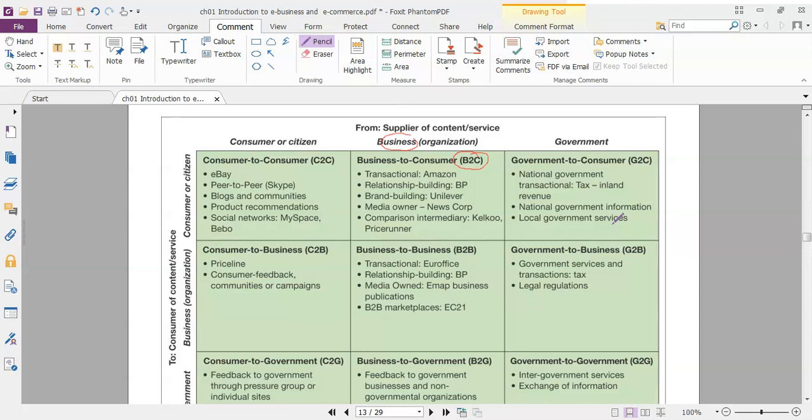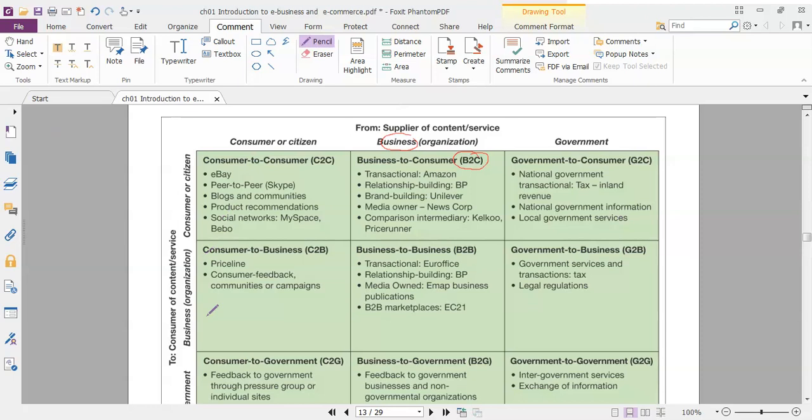Okay, driving license, you need to go online only. You must go to the post office or JPJ, Jabatan Pengangkutan Jalan Raya, to renew your license. That is the national government information and local government services, from the government itself to the consumer or citizen.